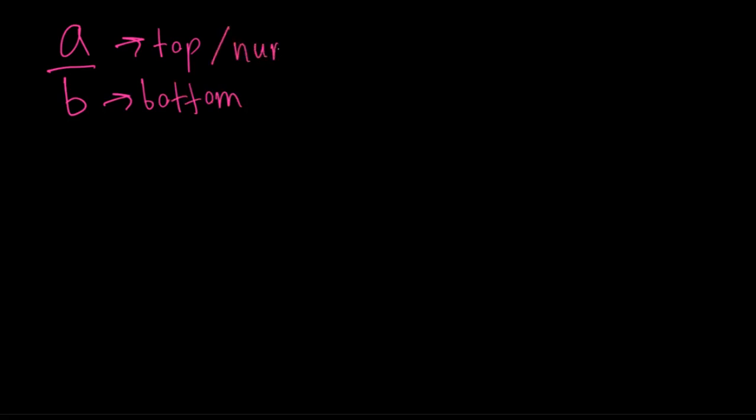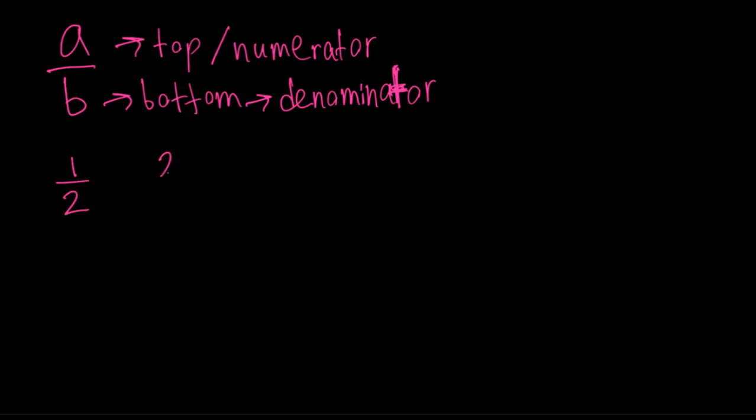Every fraction will take the form of a over b. a can be called the top, and b can be called the bottom. But a more technical term is that the top can be called the numerator, and the bottom can be called the denominator. You can hear this a lot when you're studying for the Junior Cert and Leaving Cert, and it's very helpful to know. Some common fractions are 1/2, 2/5, 6/10. Those are just some examples.